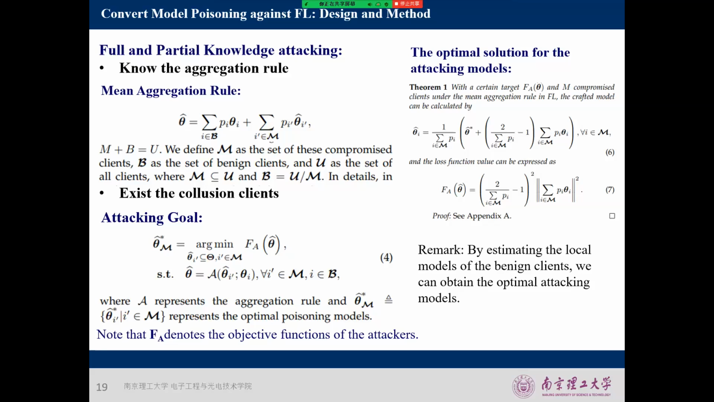They use, for example, the mean aggregation rule, like this equation, where B is the honest clients and M is the malicious clients. So they can use the rule to optimize their attacking goals. It is like a training process, but the goal is attacking. We can define the attacking goals to run away from the machine learning goals in this equation, and we derive some results.